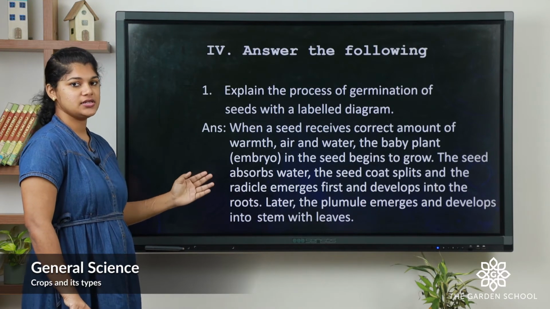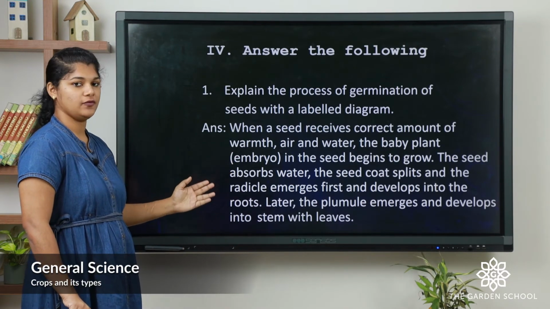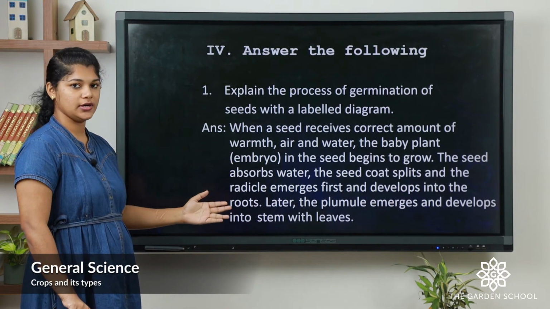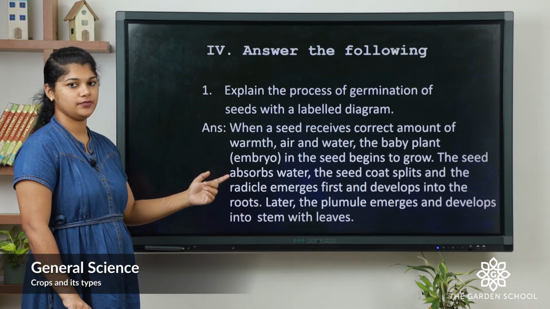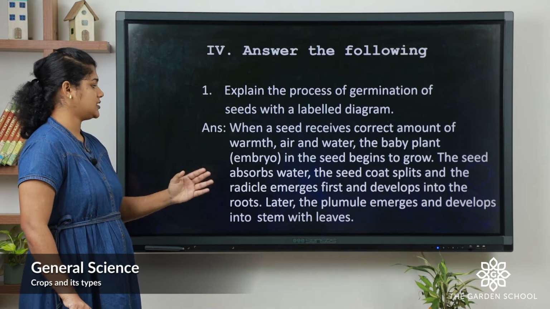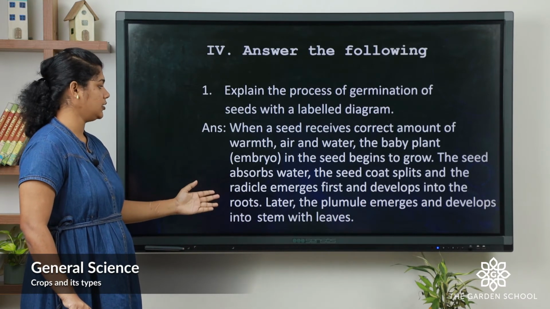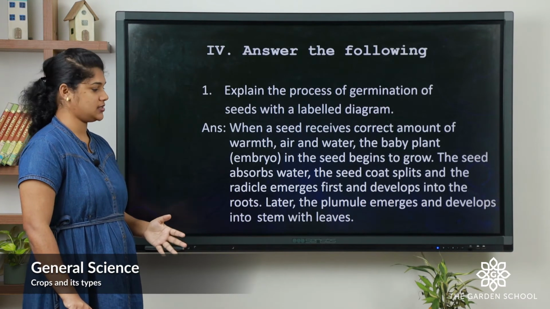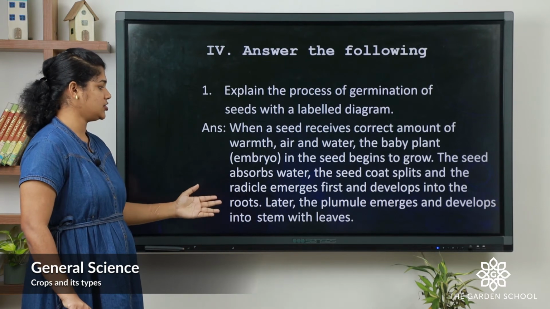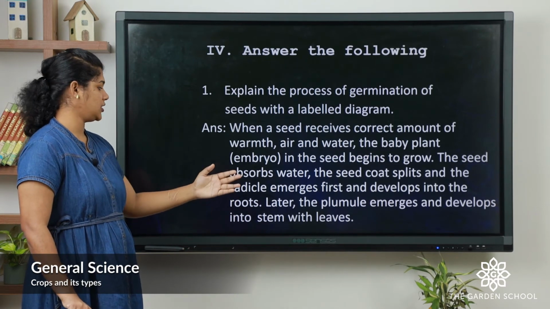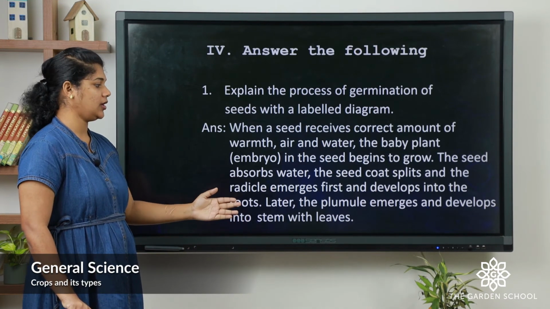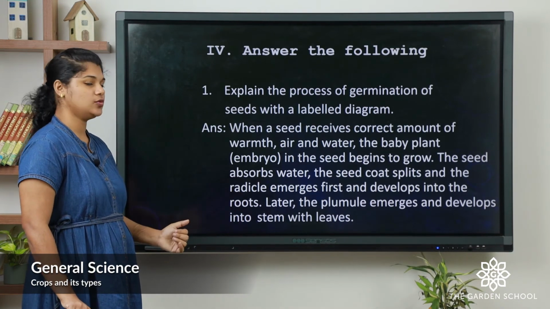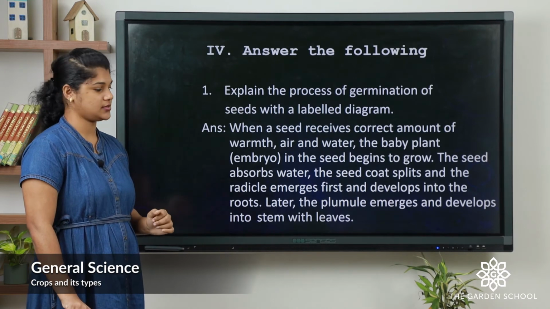When a seed receives correct amount of warmth, air and water, the baby plant embryo in the seed begins to grow. The seed absorbs the water, the seed coat splits and the radicle emerges first and develops into the roots. Later, the plumule emerges and develops into stem with leaves.